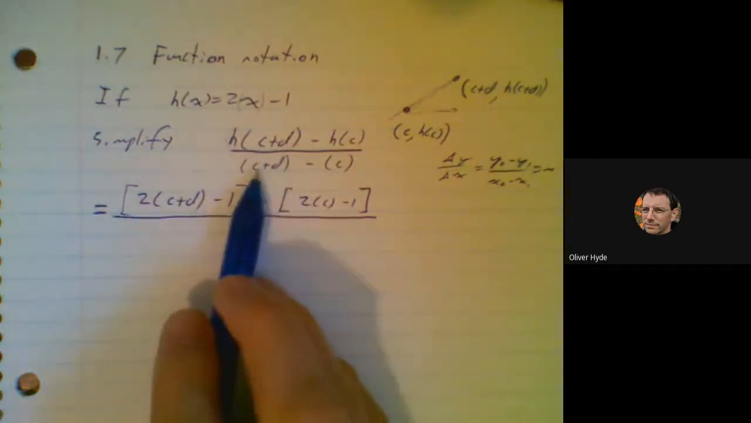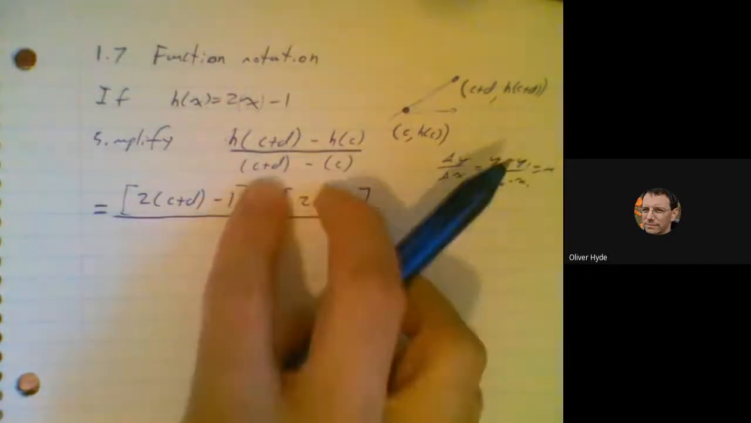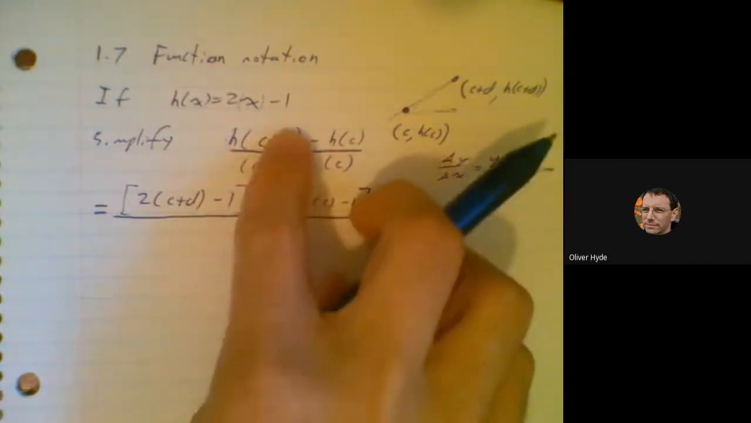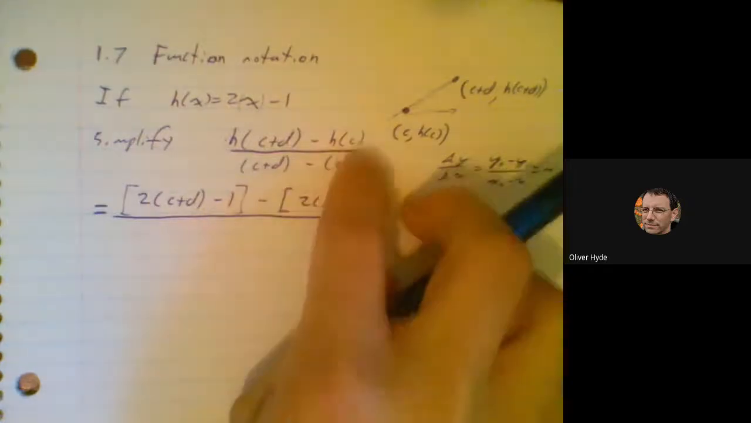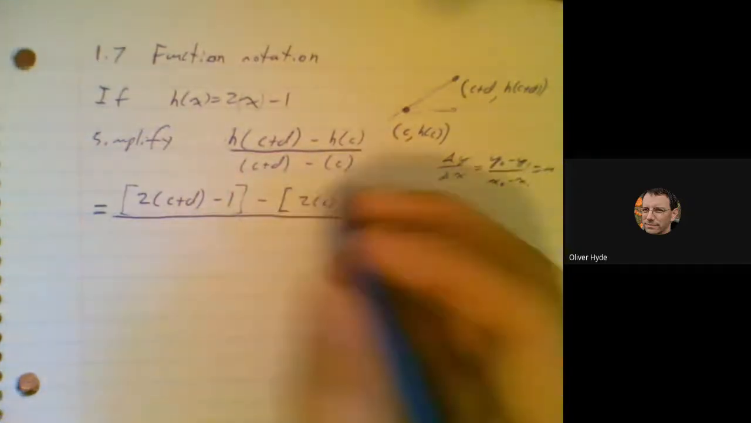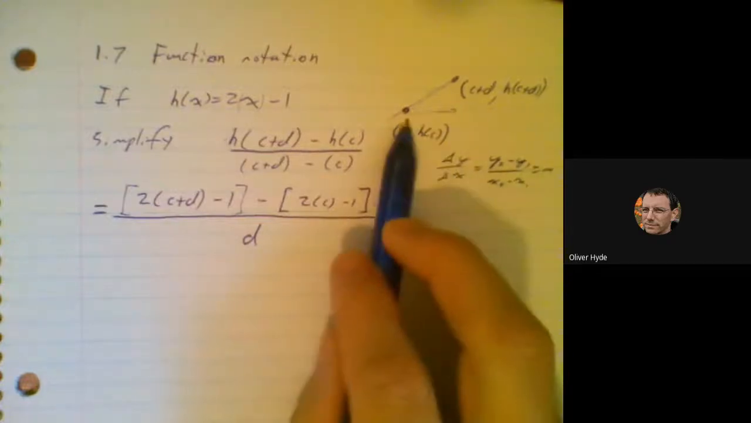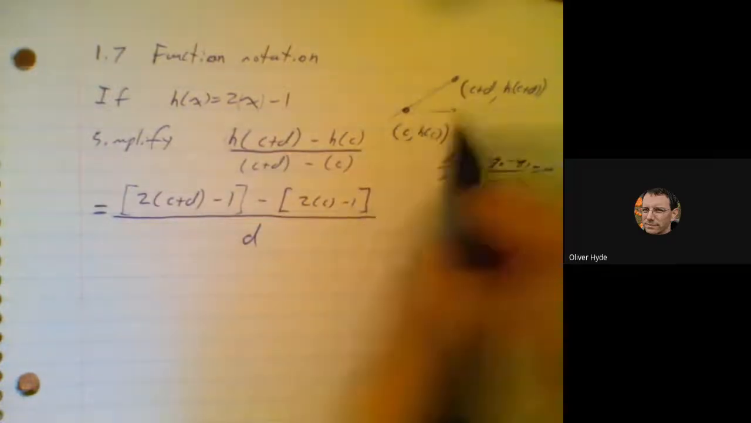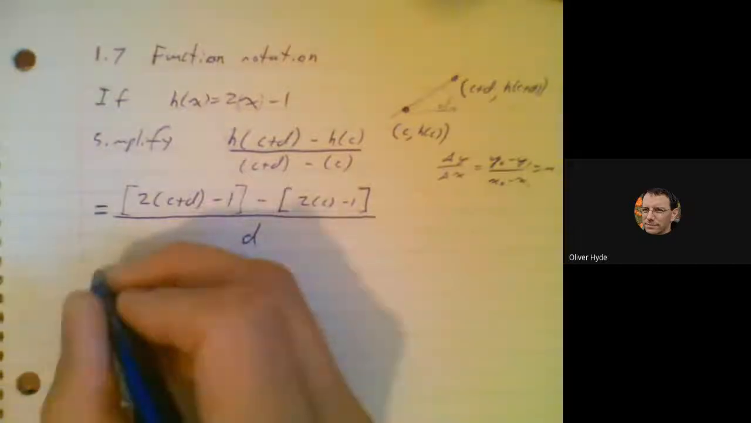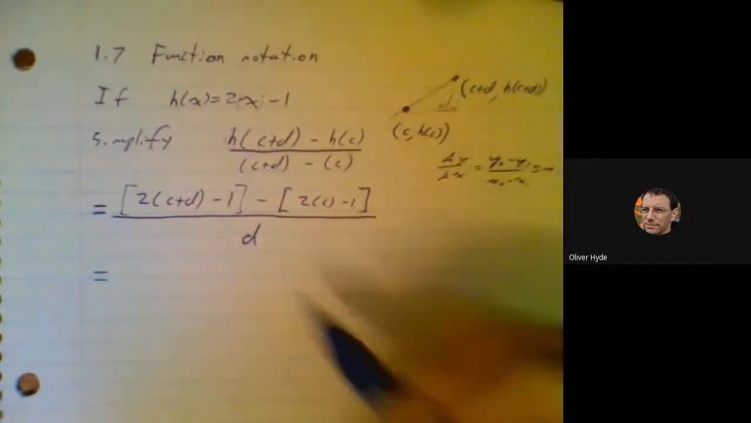In the denominator, c plus d minus c, the brackets are really just to visualize the idea of a y2 and an x2, a y1 and an x1. C plus d minus c is going to be d. That's really my run here, isn't it? The distance from c to c plus d is just d. What I'm simplifying in the numerator is my rise.